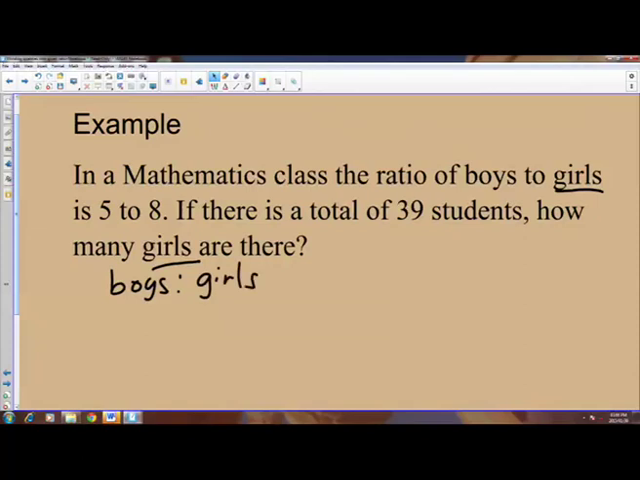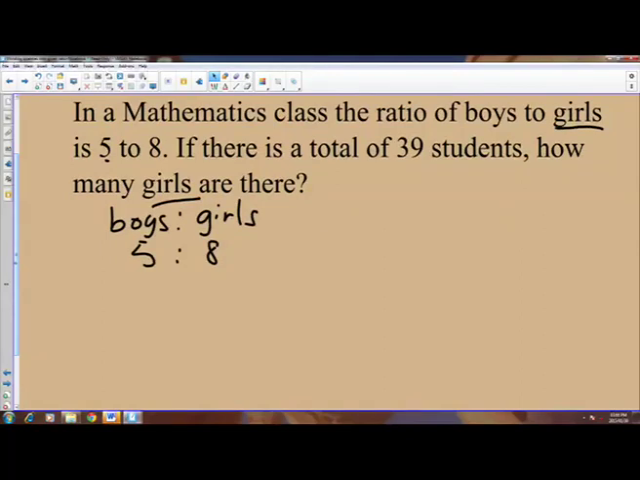We must be very careful the way we write this. Don't write girls to boys because that way it won't give you the correct answer. So this is boys to girls and supposed to be 5:8. These are the numerical values given. Ratio of boys to girls is 5:8.